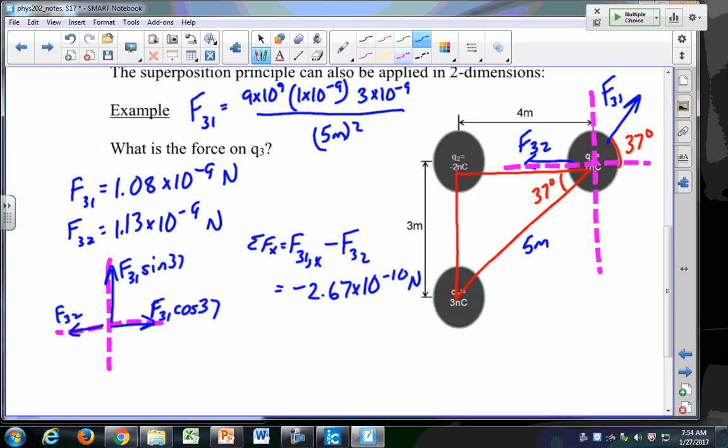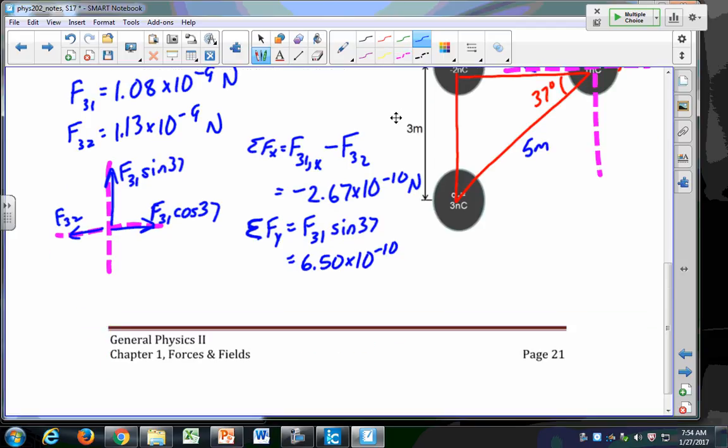And then the sum of the forces in the y, that's a sigma, is just F31 sine of 37, and that's equal to 6.5 times 10 to the minus 10. All right, so now I have my x and y components. Draw another picture. My x component is in this direction, my y component is in this direction, and so my resultant will be in that direction.